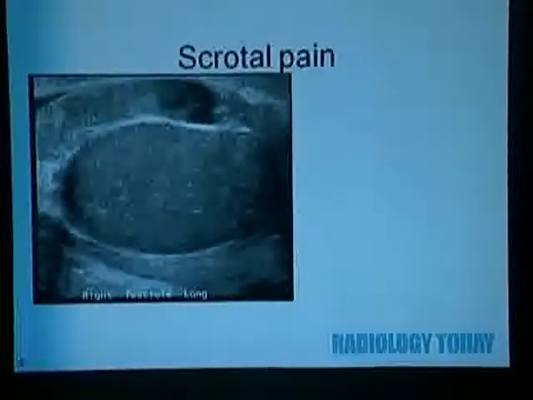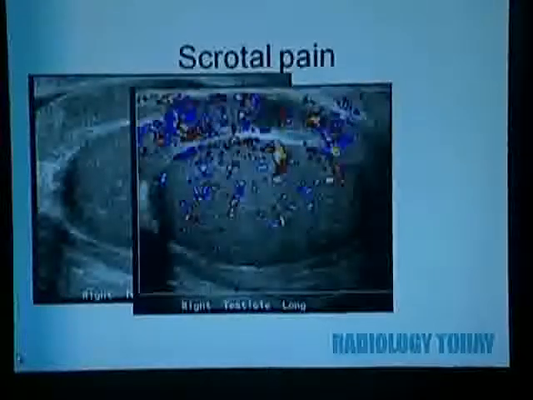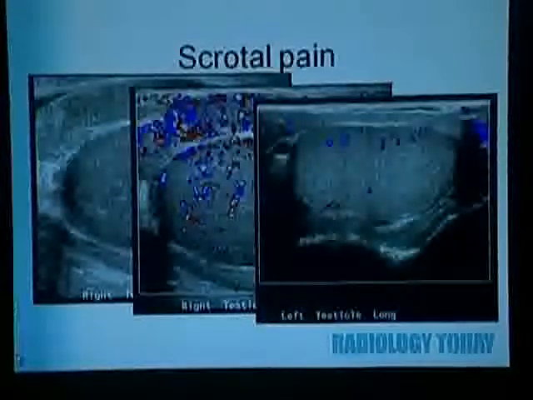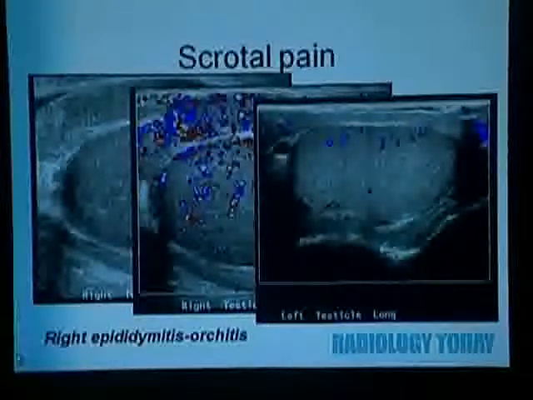Another case of scrotal pain, this time on the right side, showed a very hyperemic epididymis and testis, with all that color in it. Contralateral side, normal blood flow. So this time you're talking about too much blood flow. Again, ultrasound is very powerful for detecting and characterizing how much blood flow we have in structures. This is right epididymitis orchitis.